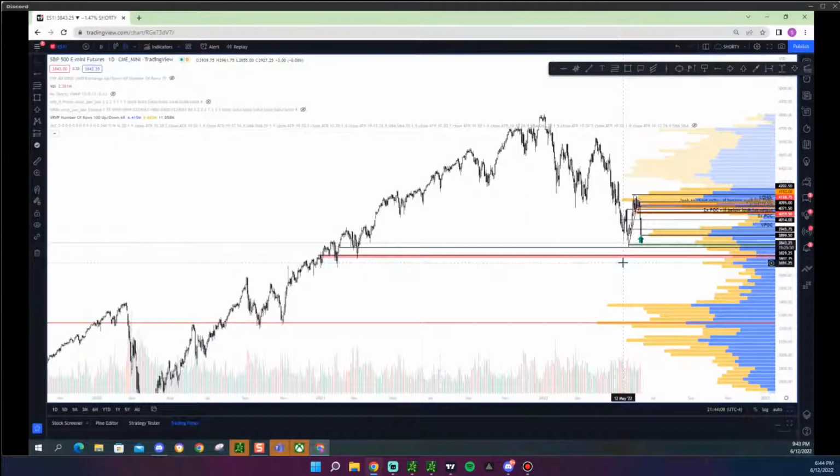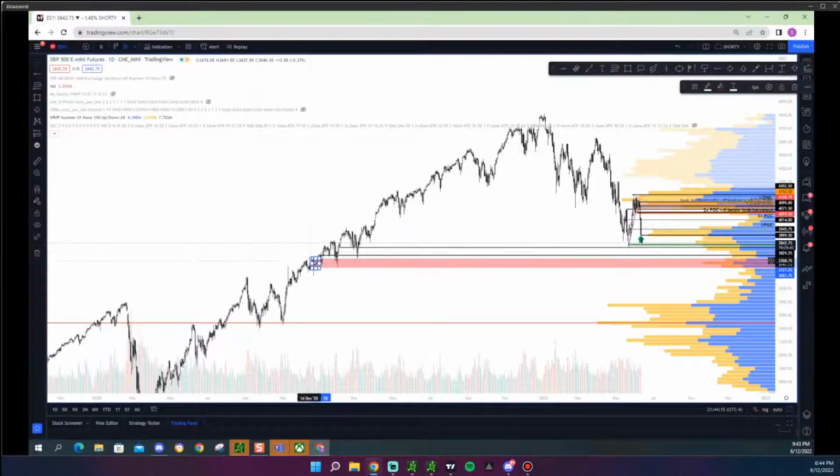So if you guys look, the next logical bounce should be here. So this here is not even a true demand zone, so it should be somewhere around here that we get a bounce.